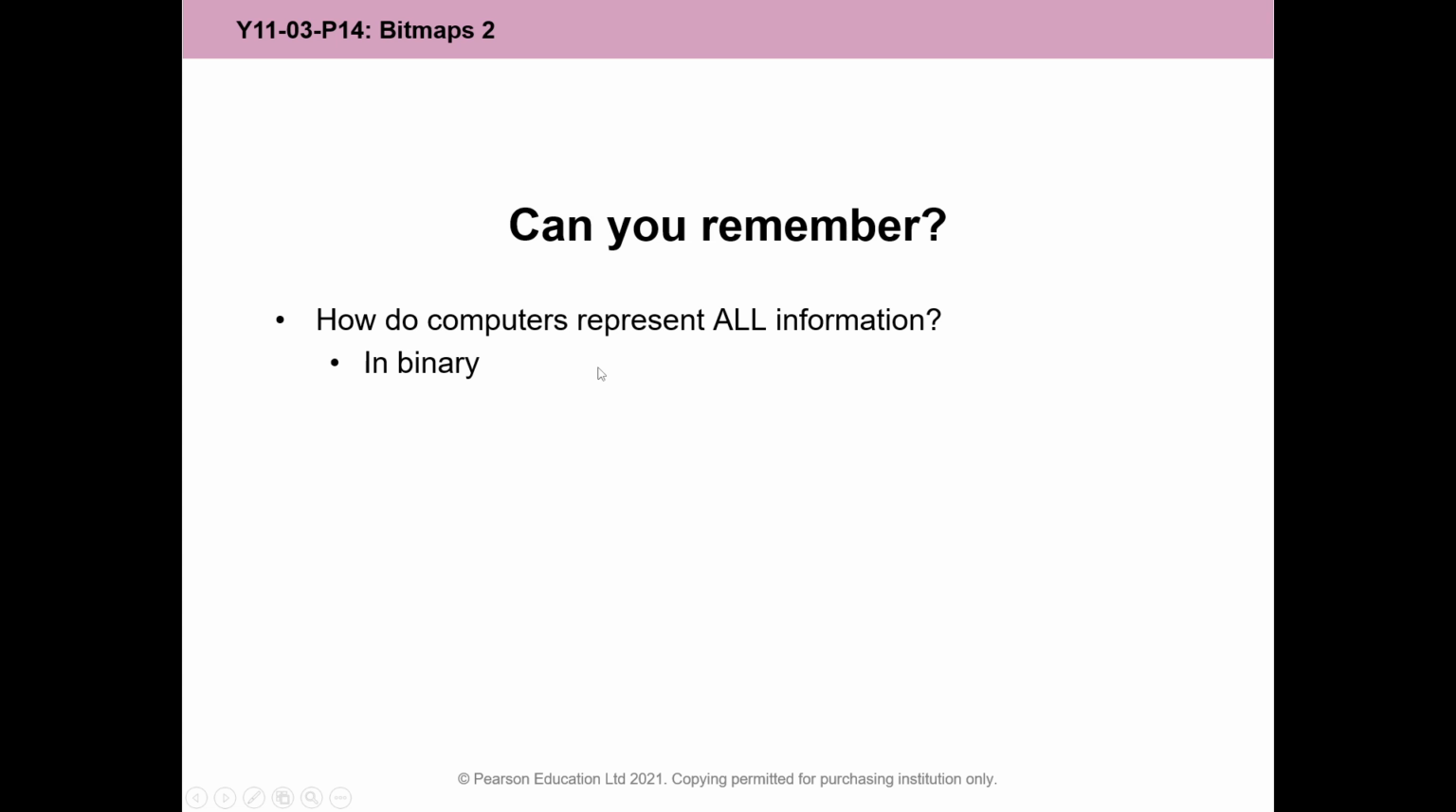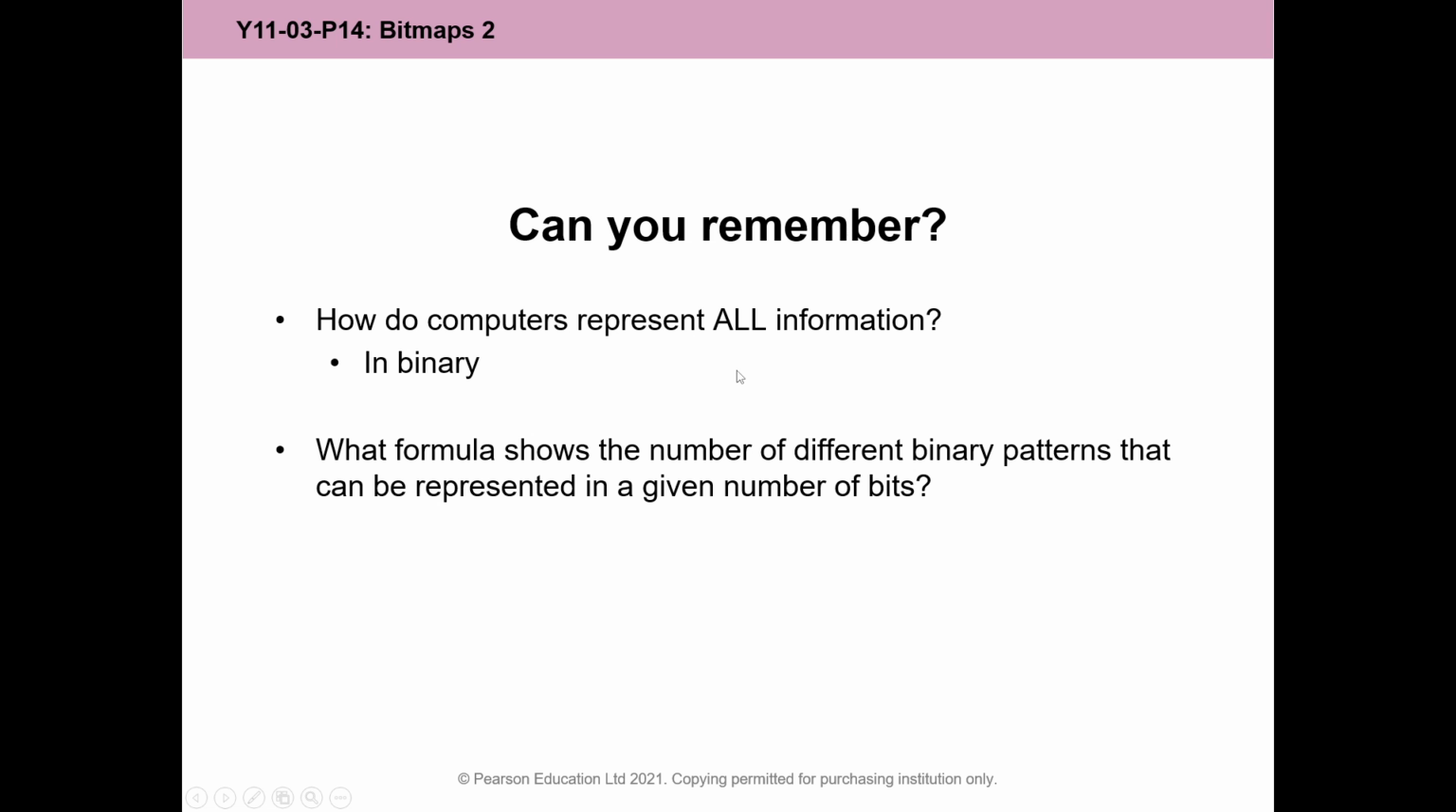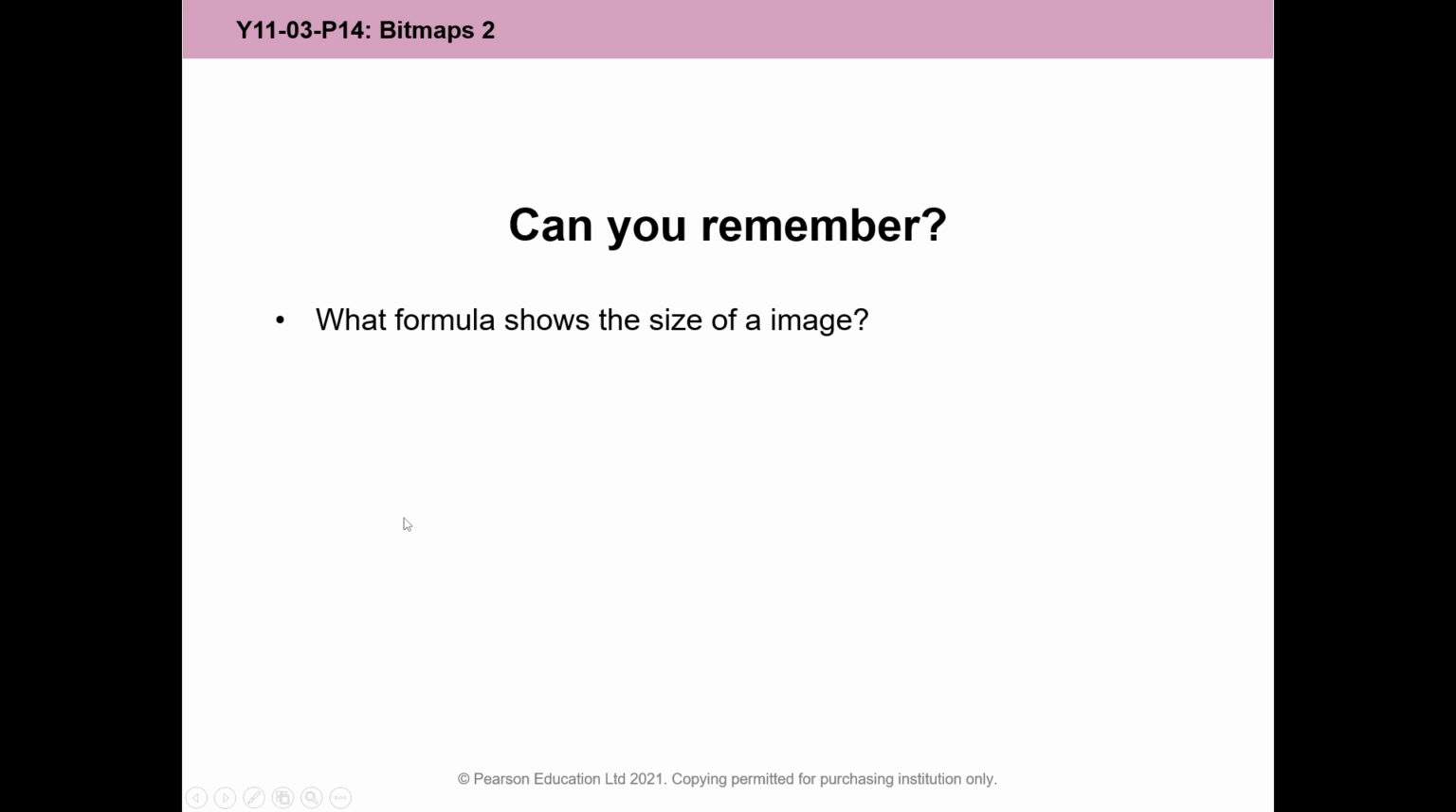So all information on a computer is in binary. Binary is measured in bits. So if we want to work out how many bits we need to store stuff, if we want 400 bits, you could do 2 to the power 400, and you get a huge amount of information that you could store.